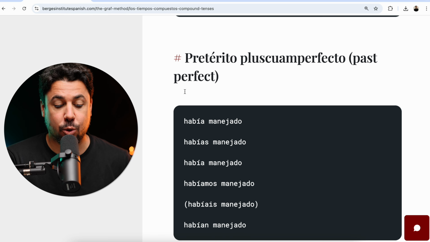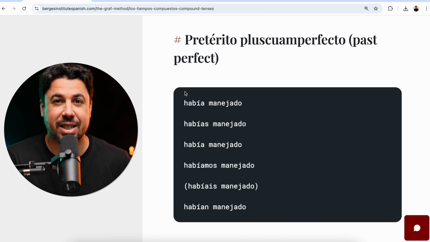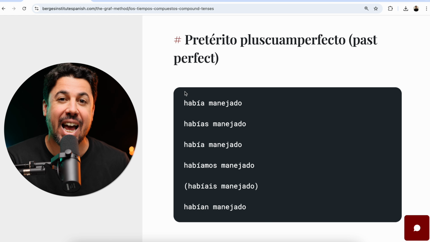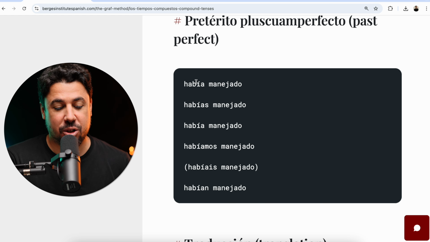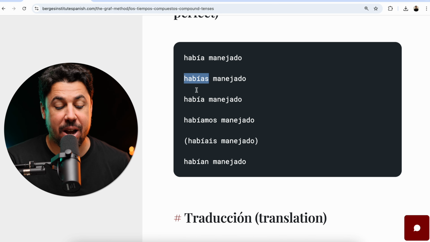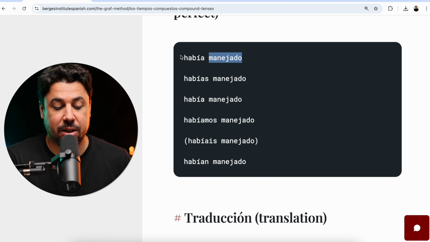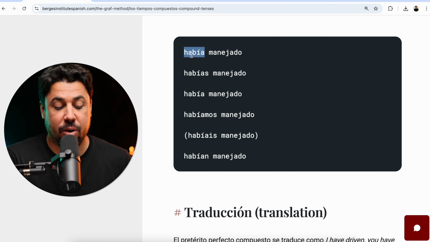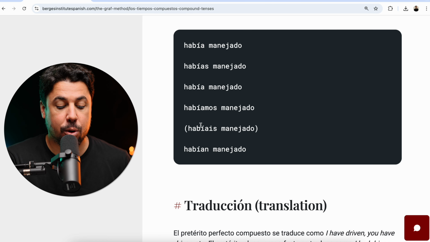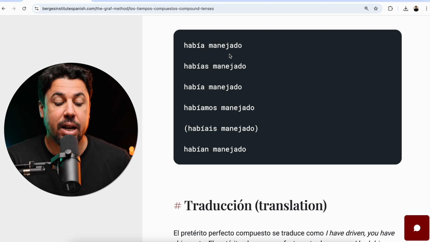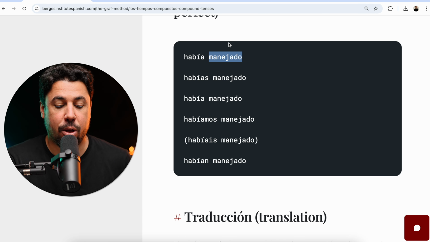And the pretérito pluscuamperfecto, the past perfect, this one is "I had driven." Not "I have driven," but "I had driven." So for that, we conjugate haber in the imperfect tense, and then we add manejado, the participle. So haber in the imperfect tense is había, habías, había, habíamos, habíais, habían. And then we add manejado, the past participle.